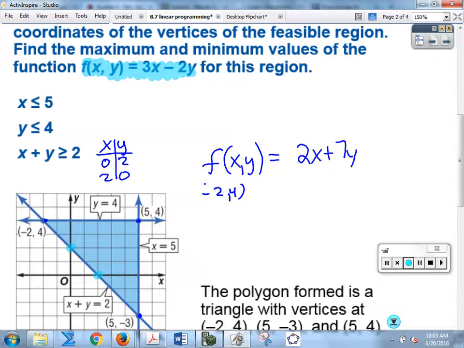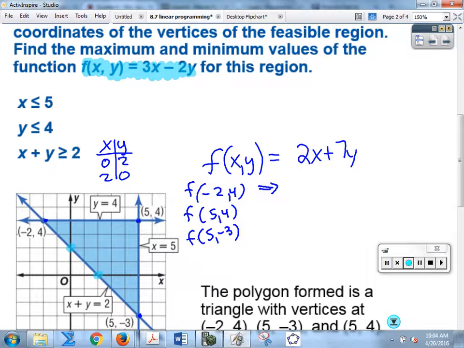I would still plug in these points right here, because the min and max of this, no matter what your function is, is going to occur at one of these 3 points. So I could plug in other ones, but then I could just plug it in right here. Well, I guess I could just put f of that, right? That would work.